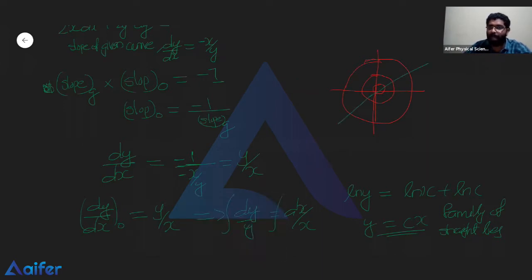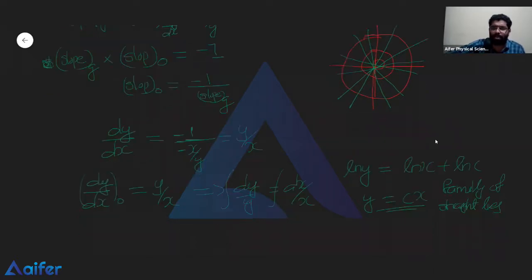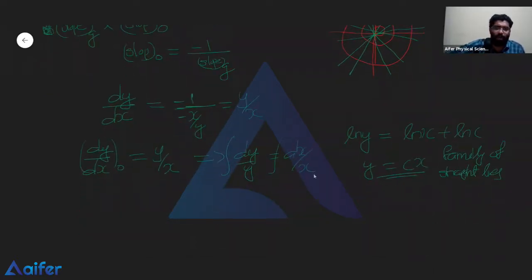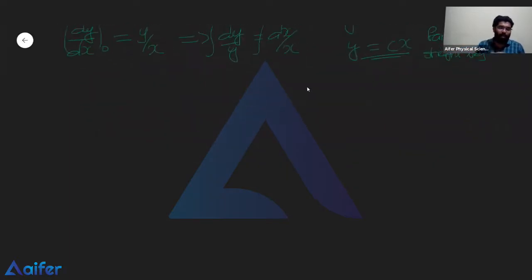If you see at this point, they are perpendicular. The orthogonal family of these circles are straight lines passing through the center. The slope can be negative, no problem. It's a constant. So circles and straight lines are orthogonal families. Straight lines are orthogonal families of the circles. That's it. Now, I hope you have the idea how to find the orthogonal family. So one more question I will do.